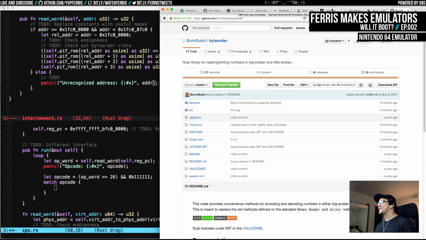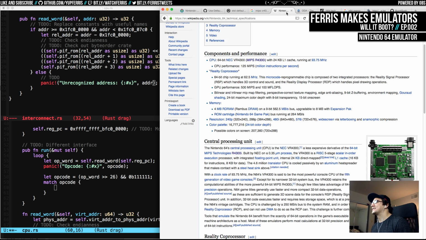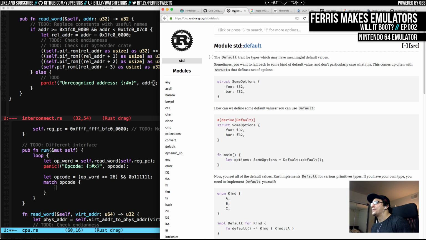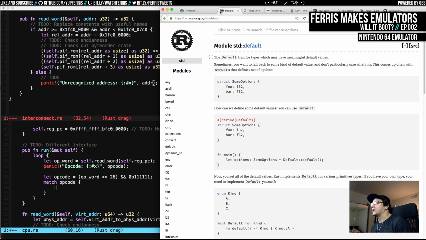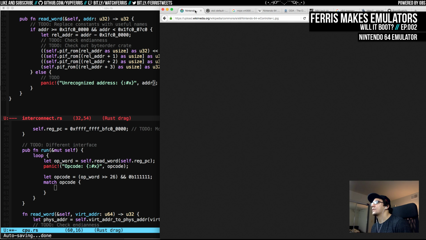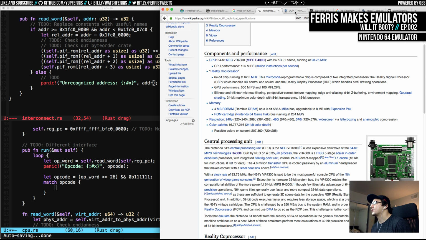Hey, and I did convert it to Big Endian already. Oh man, Endianness is so fun with emulators. So I may dig into that byte order crate sooner than I wanted to, but I just really want to run this one op, and I'm gonna be so happy when we do. What am I looking for?